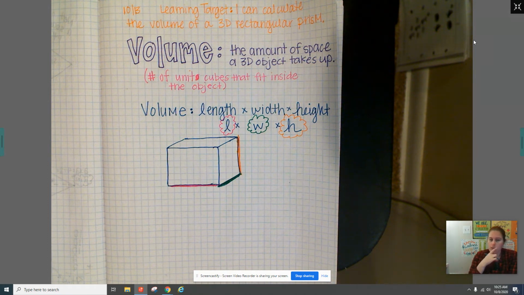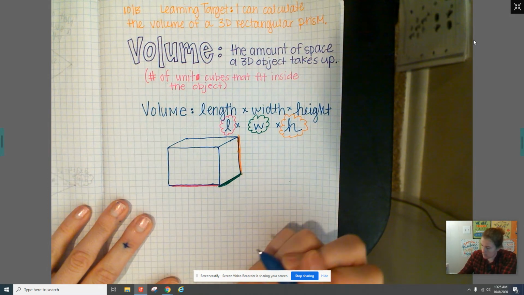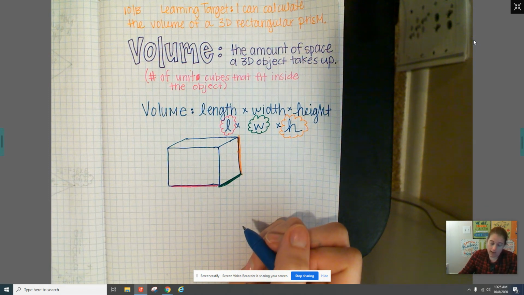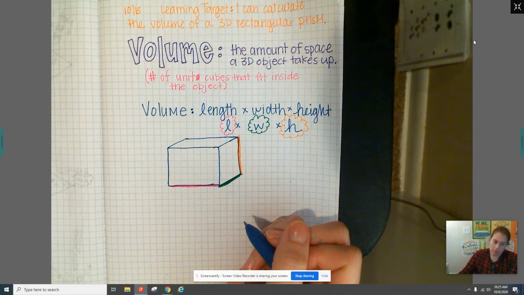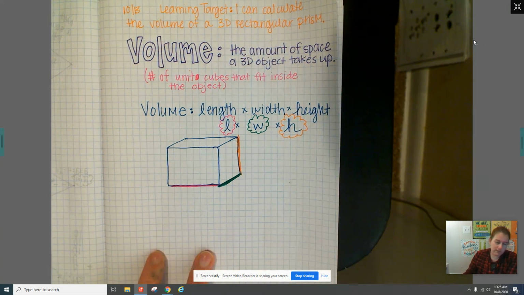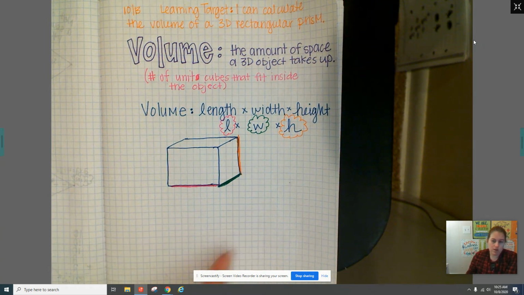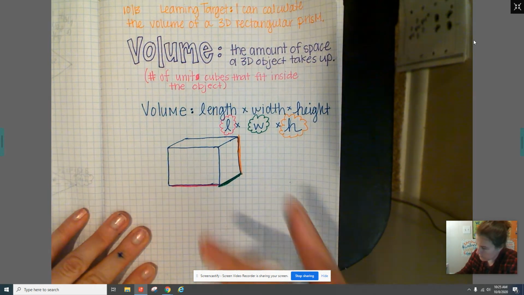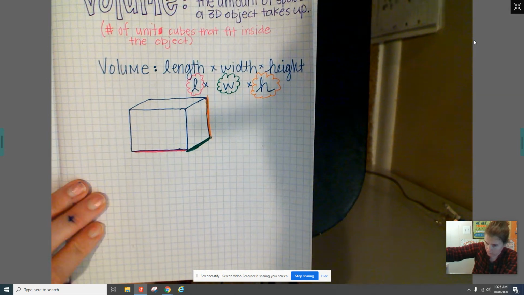The other thing I want to bring to your attention is sometimes, and we'll practice this in class all together, we'll give you an example and we'll tell you 2 of the sides and then the volume, and you have to figure out what the third side is. All right, let's do an example real quick.